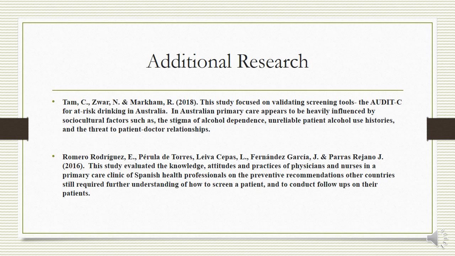And finally, in Romero, Perula, Leiva, Fernandez, and Parras, this study evaluated the knowledge, attitudes, and practices of providers, nurses, and physicians in a primary care clinic in Spain. Again, universally, there were problems in the screener fully understanding how to screen a patient and how to conduct follow-ups. These gaps have to be caught, they have to be prevented so that we can improve healthier outcomes for our patients.